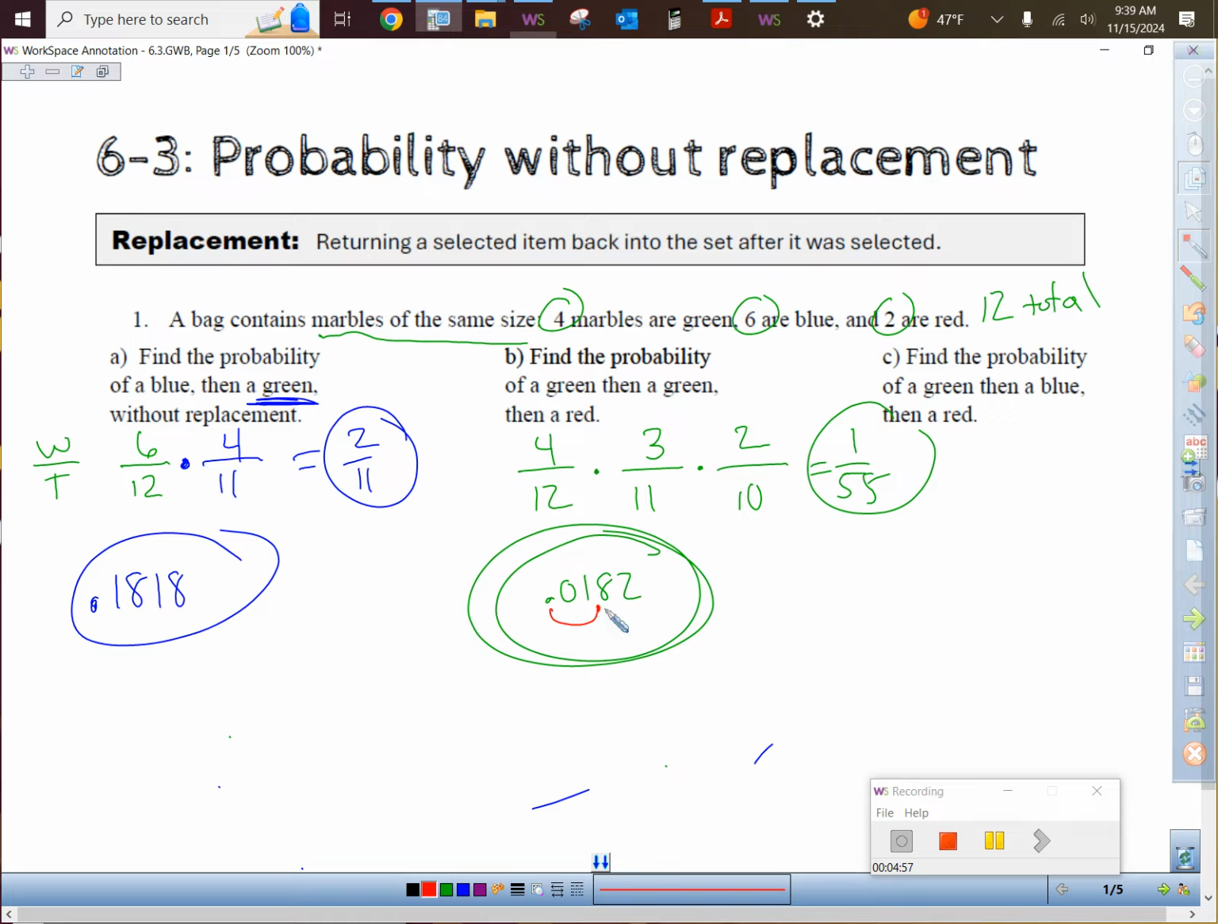Not likely to happen. To pull a green out, then a green out, then a red one, probably not going to happen. It is possible. You had like almost a 2% chance. So find the probability of a green, then a blue, then a red. Let's do that.